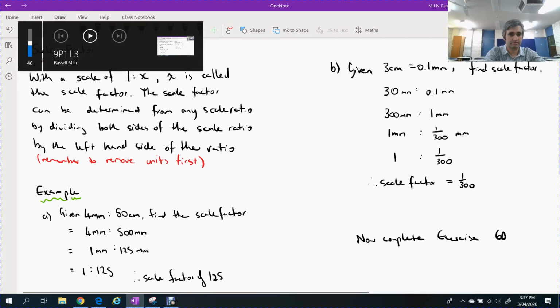I'm pushing the wrong buttons. This is the one I want.